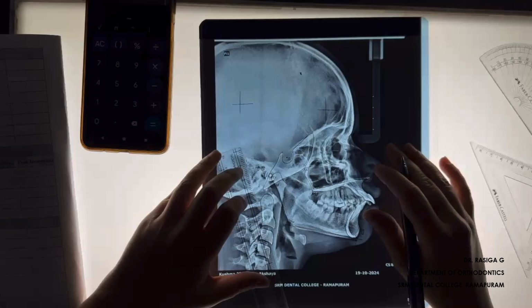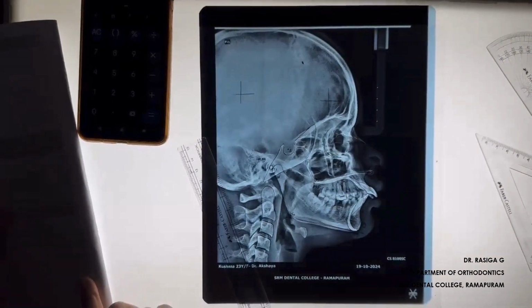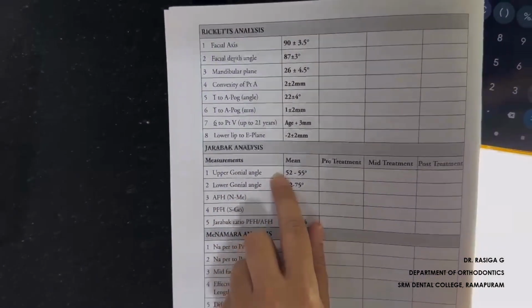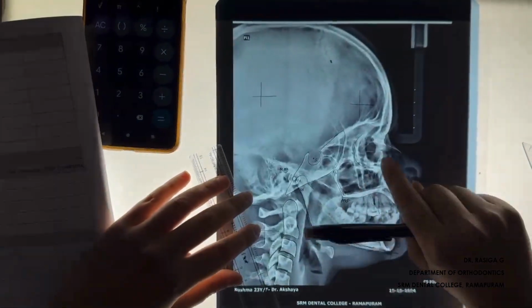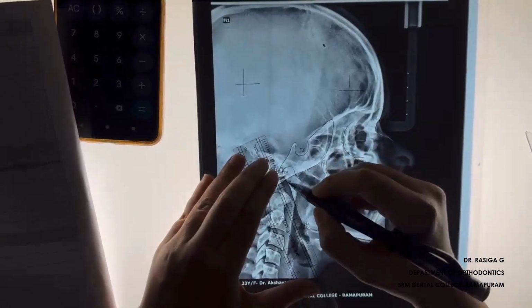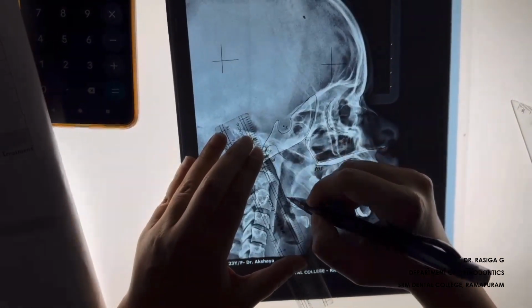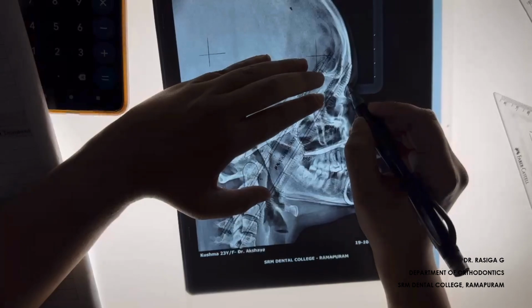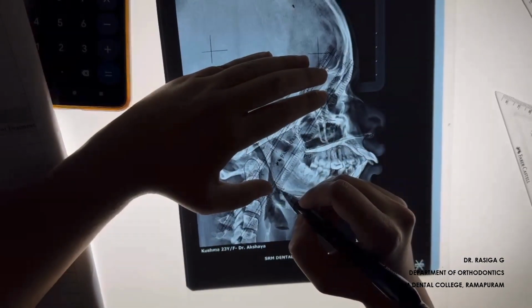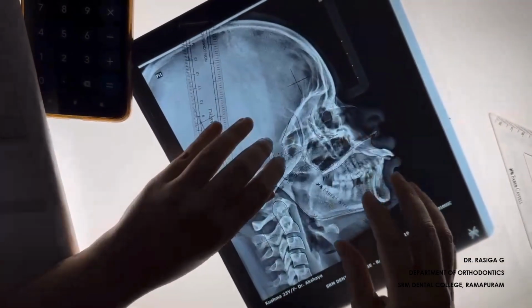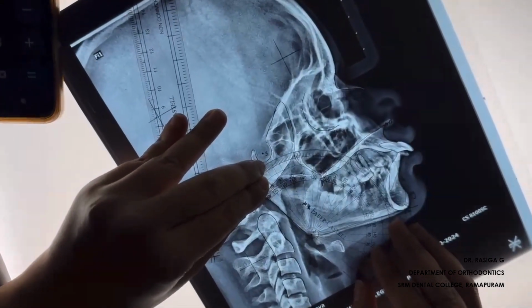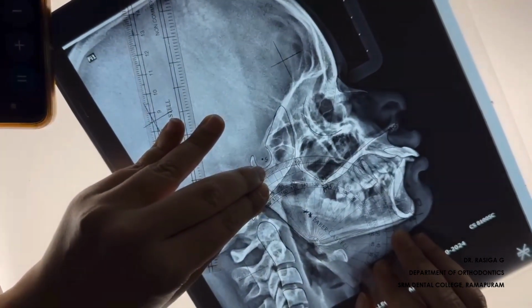Now moving on into the analysis, the main measurements include the gonial angle. The gonial angle consists of the points Ar, Go and Me. It is divided into the upper gonial angle and the lower gonial angle. The upper gonial angle is formed between the line from articulare to gonion and from gonion to nasion. The upper gonial angle primarily reflects the inclination of the ramus of the mandible relative to the cranial base. So a large upper gonial angle will suggest a more vertical growth of the mandible and a small one indicates more horizontal growth.